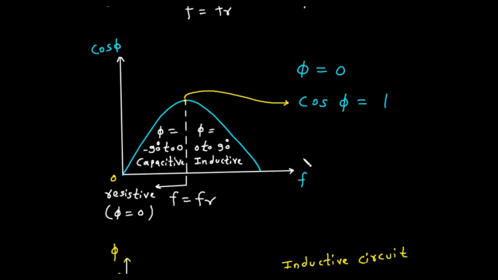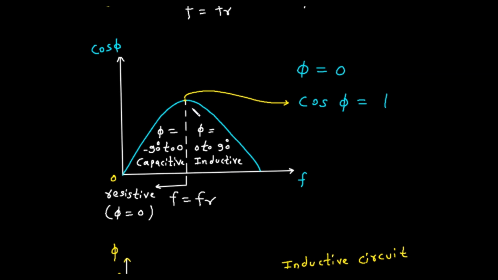Now, let's look at the power factor, which is cos phi, versus frequency. At the resonant frequency, fr, the circuit is purely resistive. This means the phase angle, phi, is 0. The cosine of 0 is 1. So, at fr, the power factor is at its maximum value of 1.